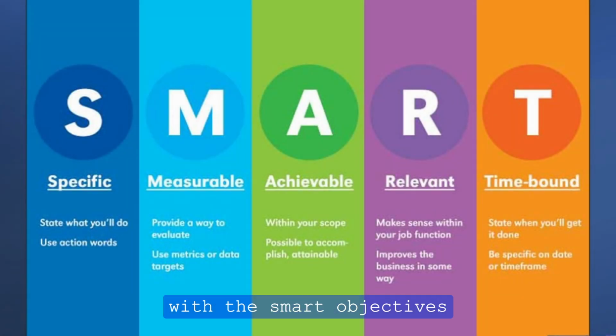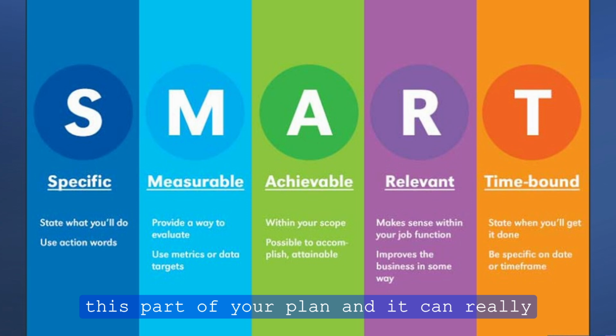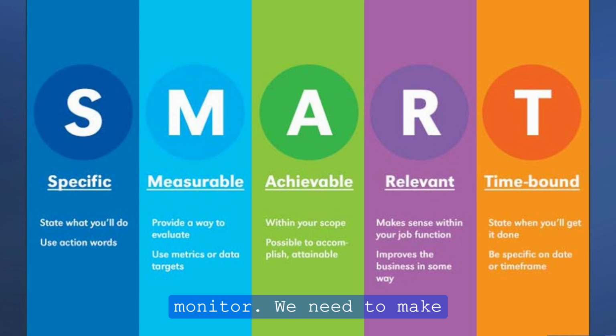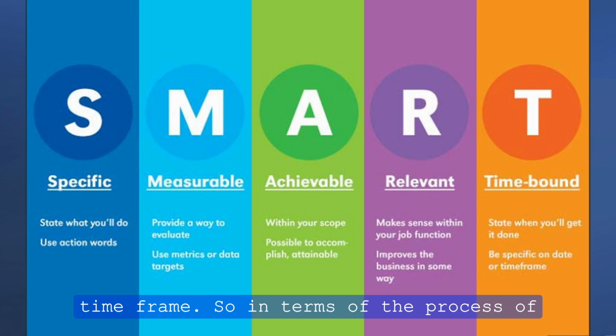Many people are familiar with the SMART objectives model that can help you organise this part of your plan, and it can really help you to put some specifics behind those growth targets, something to work towards that you can monitor. We need to make sure that any plans we have are specific, measurable, achievable, relevant to the growth we're seeking, and within a reasonable time frame.